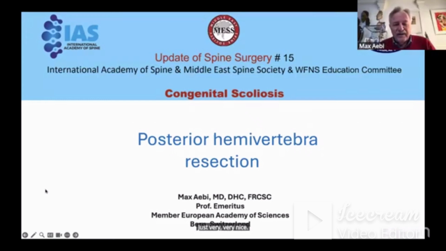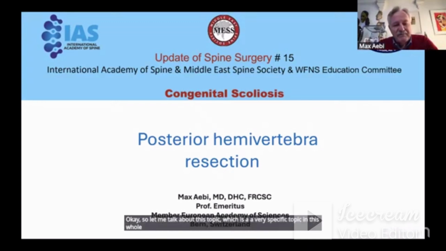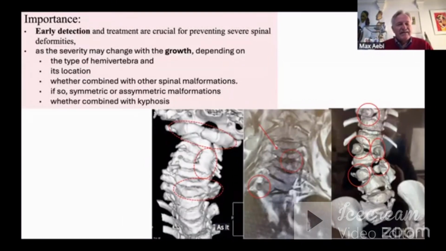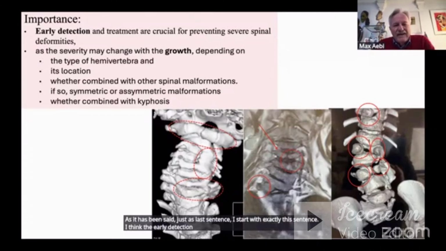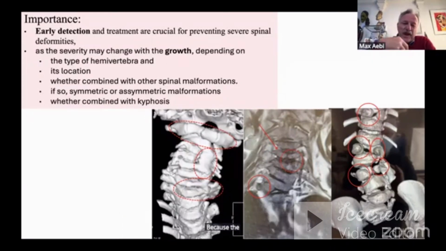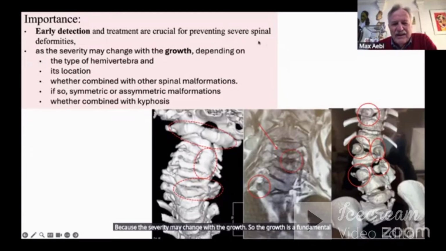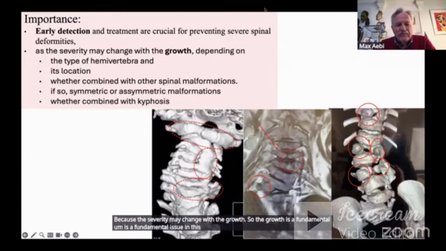Okay. So let me talk about this topic, which is a very specific topic in this whole context of this complex issue of congenital scoliosis. As it has been said just as last sentence, I start with exactly this sentence. I think the early detection and the treatment is very crucial for preventing severe spinal deformities because the severity may change with the growth. So the growth is a fundamental issue in this whole development of these deformities.